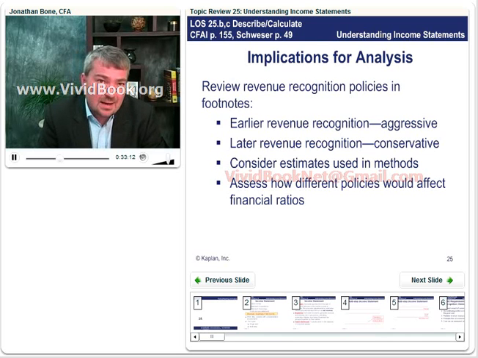Now, of course, the analyst needs to know if they're comparing two companies and one's maybe used percentage of completion and one's used completed contract, they need to be aware that they're not comparing like with like, and as a result, how it reduces the comparability of the ratios that they calculate.